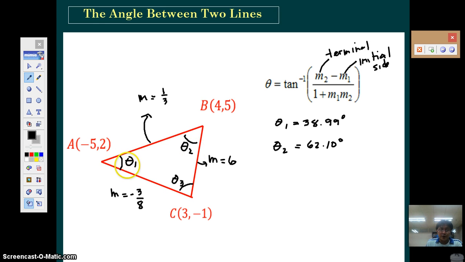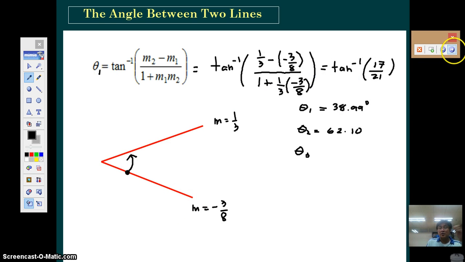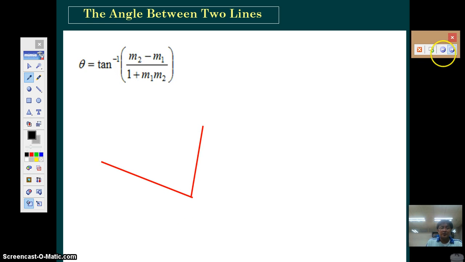Now, we have already found the measures of theta 1 and theta 2, and we know that the sum of the angles in the triangle, theta 1, theta 2, and theta 3, should equal 180. So we can easily get theta 3 by adding these two and subtracting from 180. But for the sake of more exercise for getting the angle between two lines, let's get theta 3 using the formula, and then let's check if it all fits.